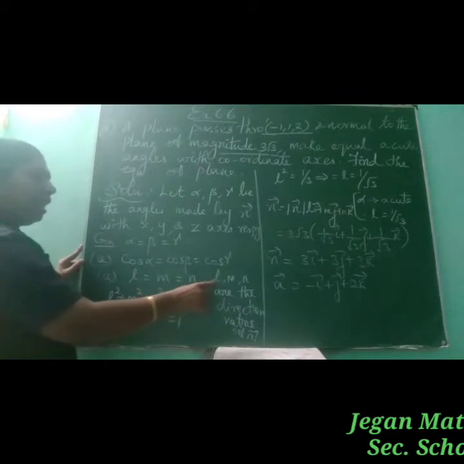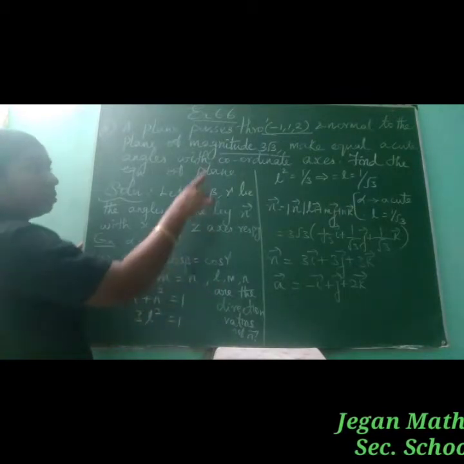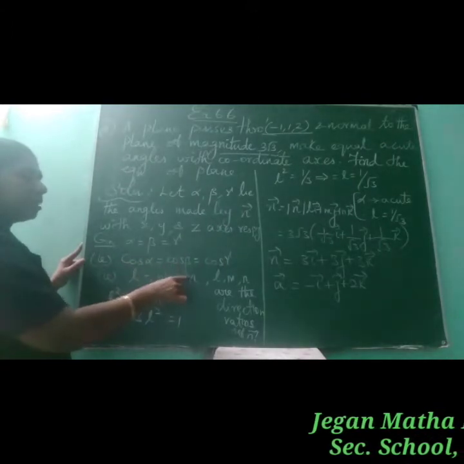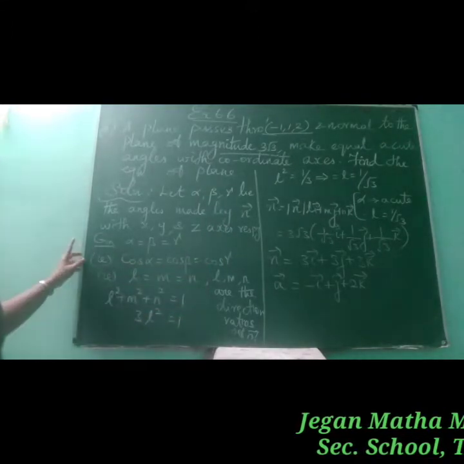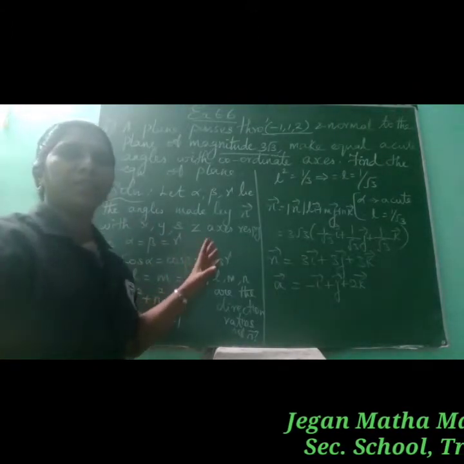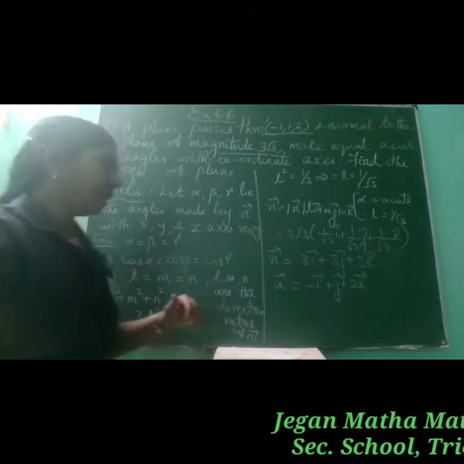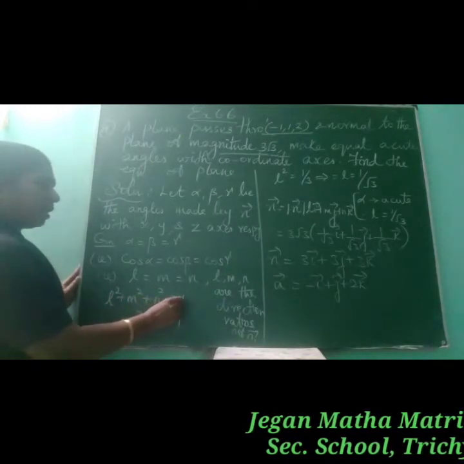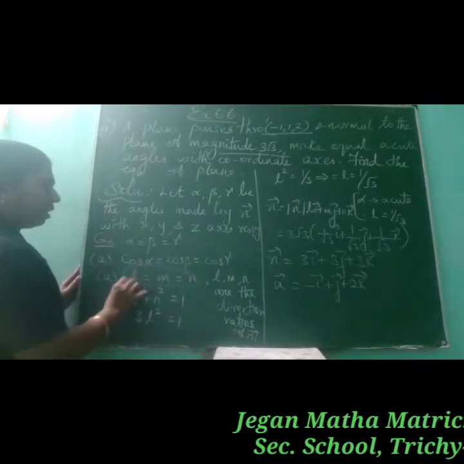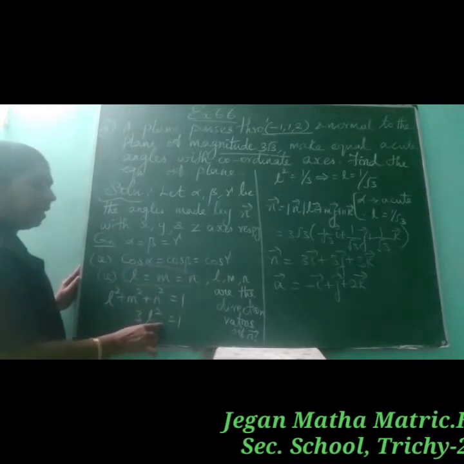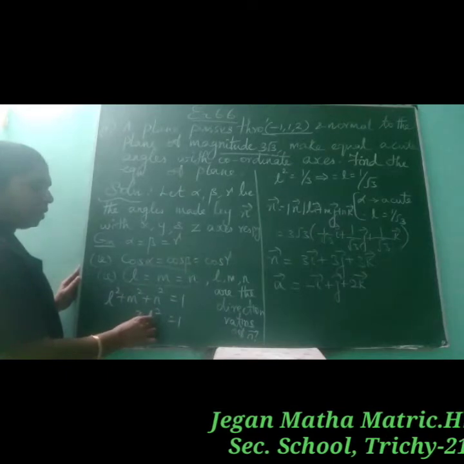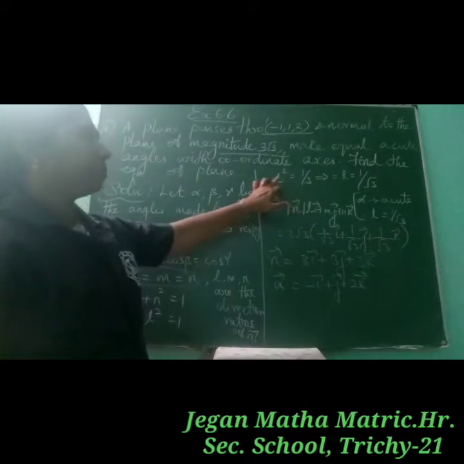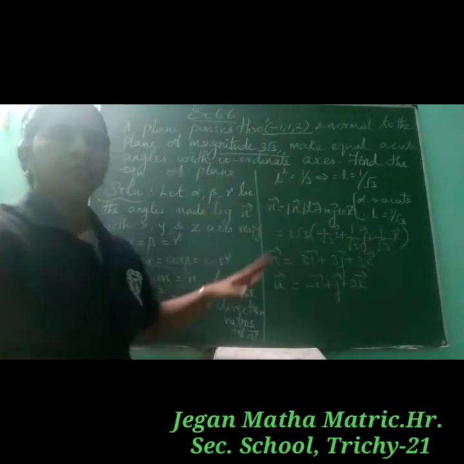The same thing, if l, m, n are the direction cosines of the normal, then you can write l equal to cos alpha, m equal to cos beta and n equal to cos gamma. The sum of the squares of the cosines must be equal to 1. So here we can write l square plus m square plus n square equal to 1. Since all these three values are equal, this can be written as 3l square equal to 1. From this we have to find the value of l. So l square equal to 1 by 3, so l is equal to 1 by root 3.